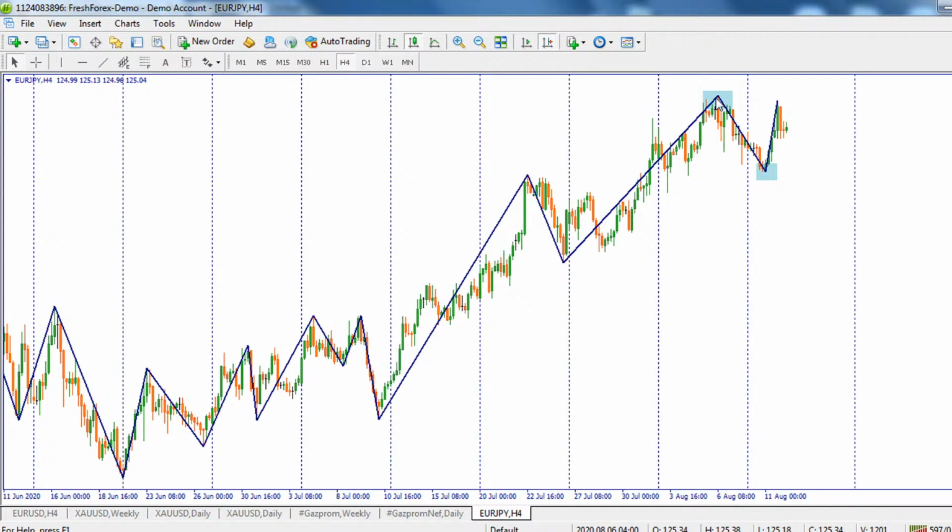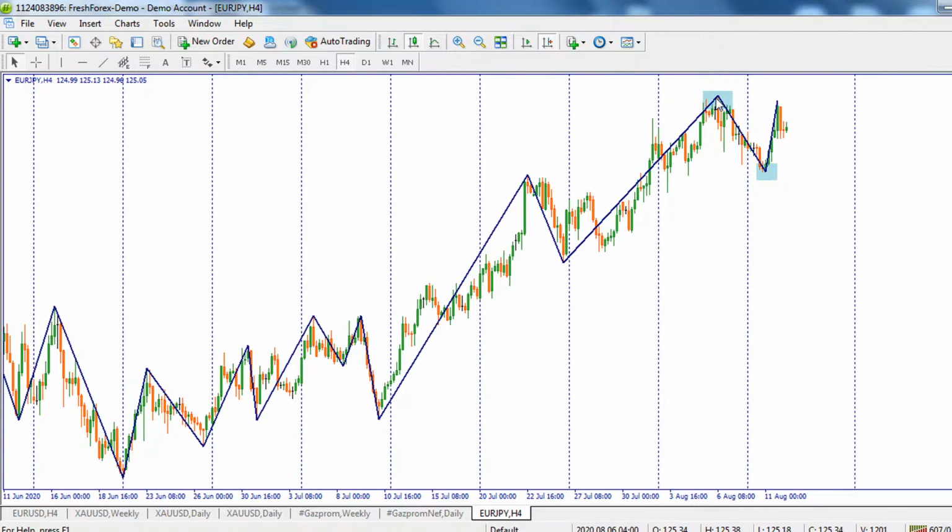So the question is, how are we supposed to use the zigzag? I mean, how am I supposed to combine zigzag with fib levels? When I enter trades, I enter based on the zigzag indicator, but I exit trades based on the fib retracement. Get that clear?